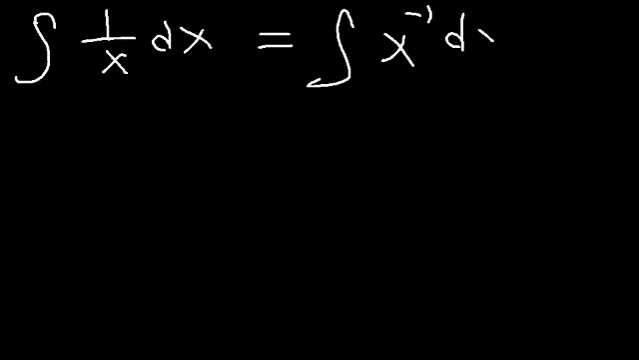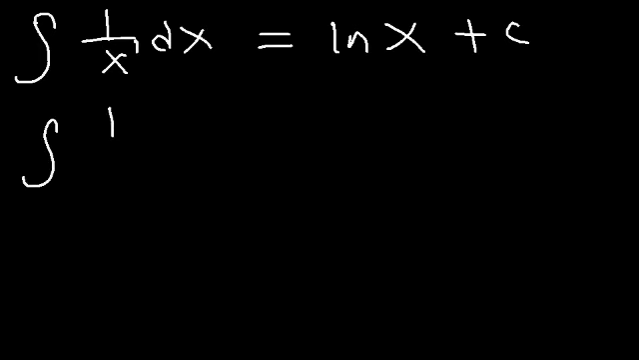Now what is the antiderivative of 1 over x? If we try to rewrite it, and add 1 to the exponent, this is going to be negative 1 plus 1, which is 0. And if you have 0 on the bottom, it's undefined. So this is not going to work. For now, you just want to know that the antiderivative of 1 over x is ln x.